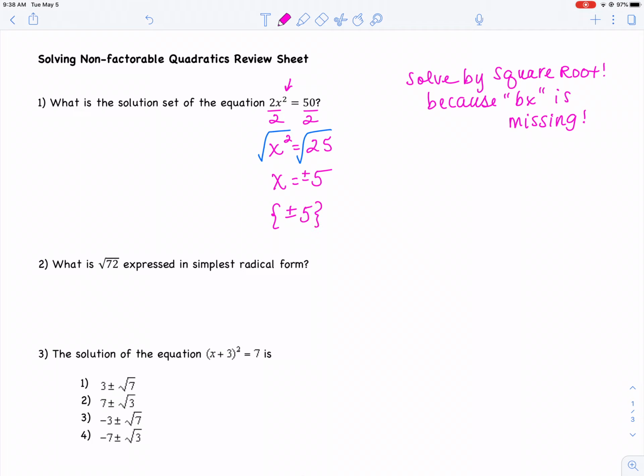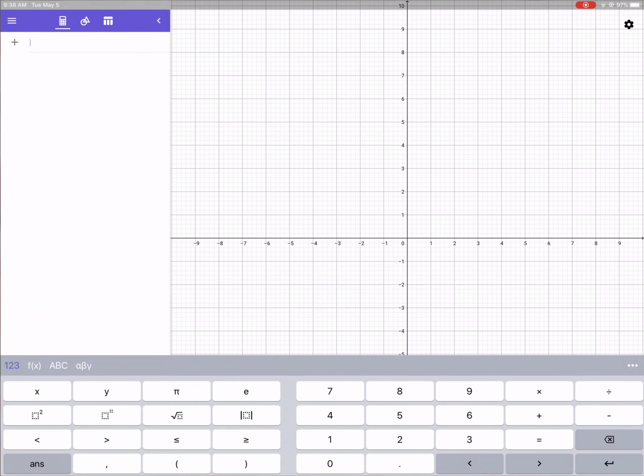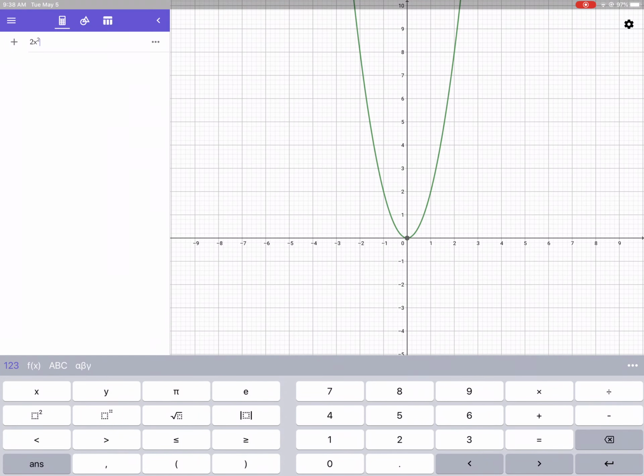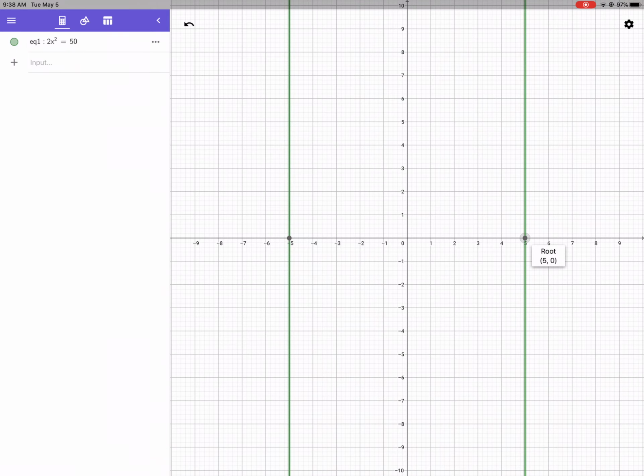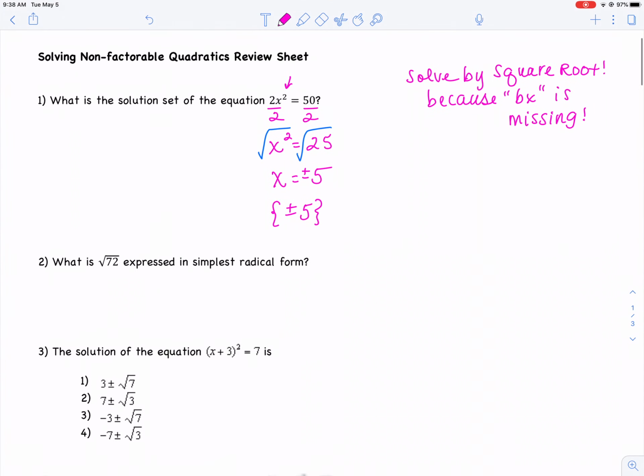Again, let me just reiterate. If you go into the calculator and type 2x squared equals 50, here they are, negative 5, positive 5. You should immediately know your answers.